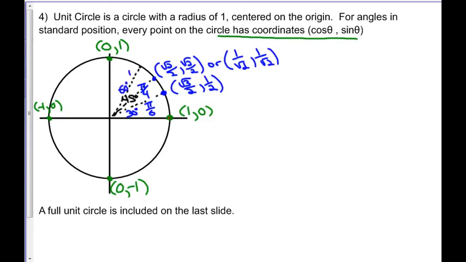60 degrees or pi over 3. This point would be 1/2, root 3 over 2. And it's telling us that the cosine of 60 degrees, or pi over 3, is 1/2, and the sine of 60 degrees, or pi over 3, is root 3 over 2. From those, you could obviously figure out what's going on, say, at 120 degrees. It would be the same as 60, but in a different quadrant.